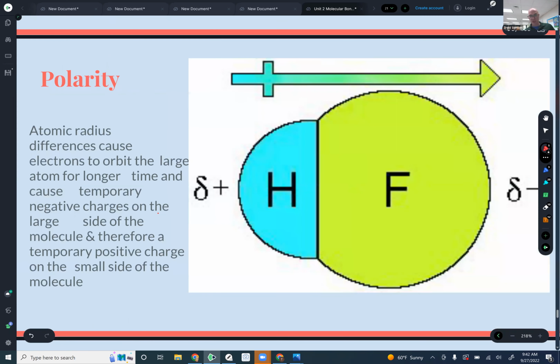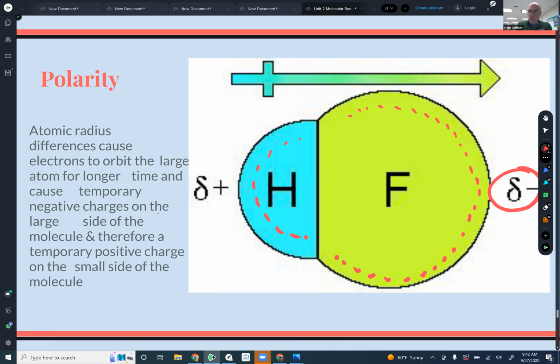So let's talk about the 2 specific ways in which polarity can develop. The first one we've already talked about: the size. So notice here, because fluorine is larger, if I had a stopwatch, it would take longer for an electron to go around the fluorine than it would to go around the hydrogen. And because of that shorter distance in time, we are going to develop a temporary negative charge.